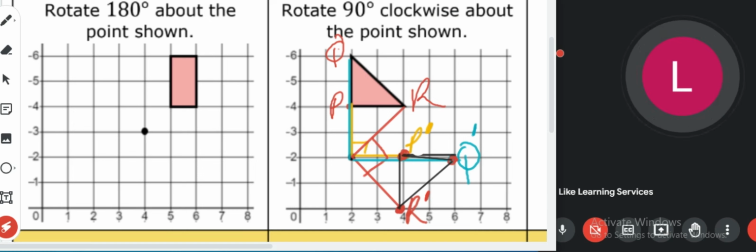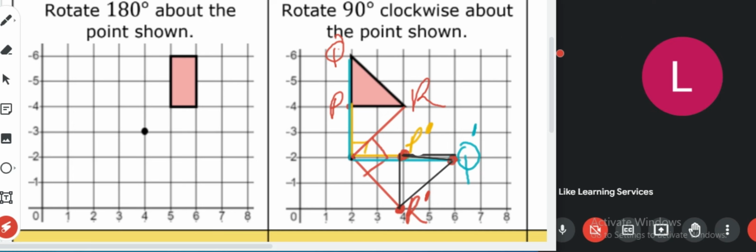Then we get Q also. From the center of rotation, you draw a line to Q. You rotate that line 90 degrees clockwise. That line will now be here. This is the new position, Q prime. So you just join all the points. As P is joined to R, you join P prime to R prime.